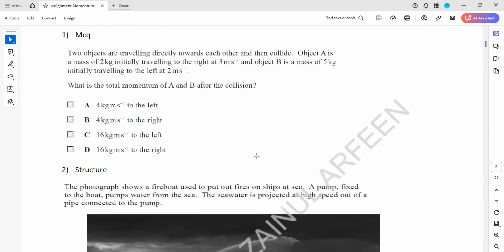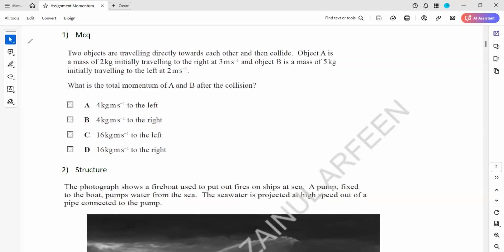So, an example: two objects are traveling directly towards each other and they collide. Object A has a mass of 2 kilograms, initially traveling to the right, and object B has a mass of 5 kilograms, initially traveling to the left at a speed of 2 meters per second. What is the total momentum of A and B after collision? You can use the chat to answer this question. I will explain it, but I want students to participate. Use the chat to answer what the right answer should be.